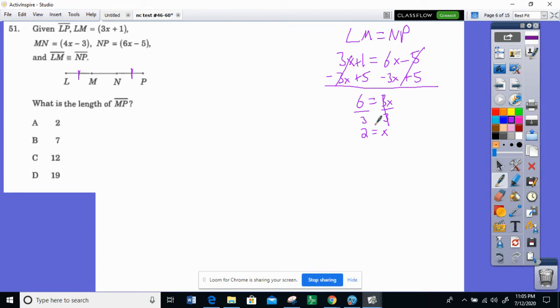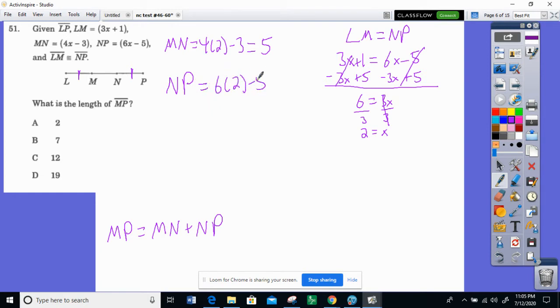So we need the length of segment MP. Well, the length of segment MP is made up of the length of segment MN plus the length of segment NP. So we just need to find out what those are. If x is 2, then the length of segment MN is going to be 4 times 2 minus 3. 4 times 2 is 8, minus 3 is 5. We also need to know the length of segment NP, which is 6 times 2 minus 5. 6 times 2 is 12, minus 5 is 7. So 5 plus 7 gives us a total length of 12, which is answer C.